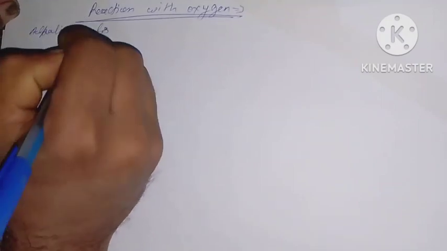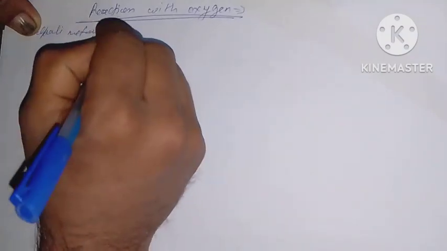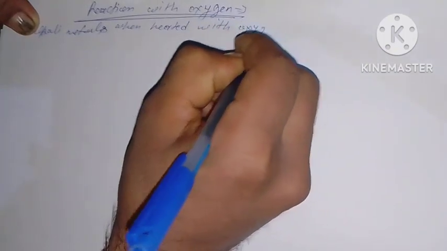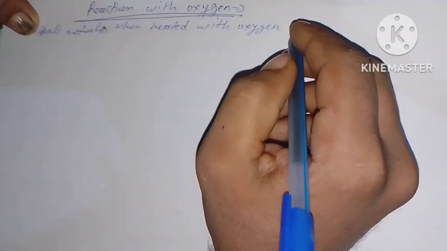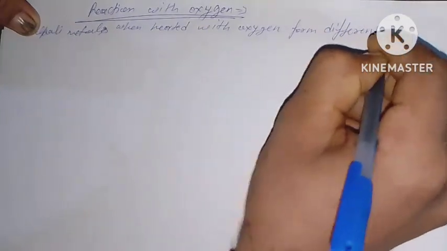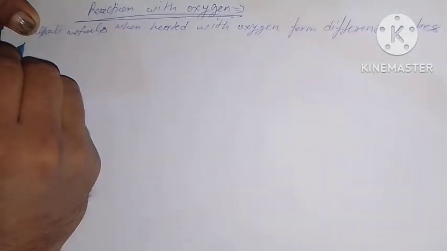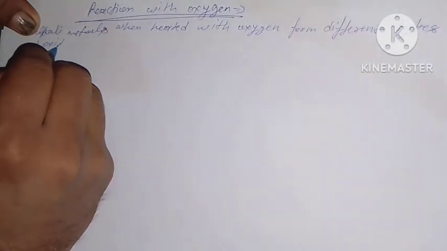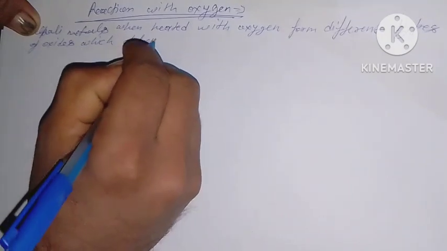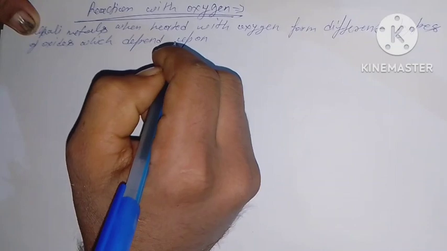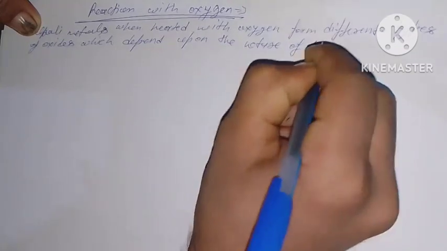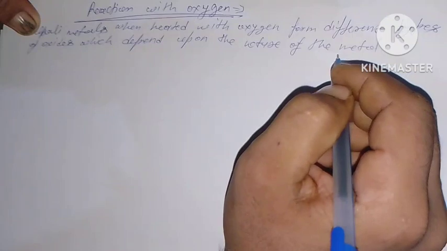Alkali metals when heated with oxygen form different types of oxides, which depend upon the nature of the metal, okay.